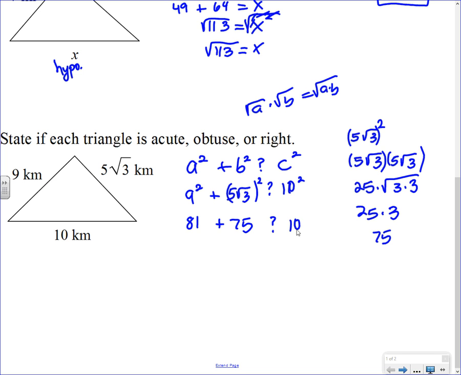And I'm sorry, the answer here is not 10, it's 100. Now, add these numbers. 81 plus 75 will give you 156. And this will be 100. Now, they're not equal. This will be larger. So this right here will have to be greater than that. Now it says that the hypotenuse is smaller, so in this case it will be an acute triangle.